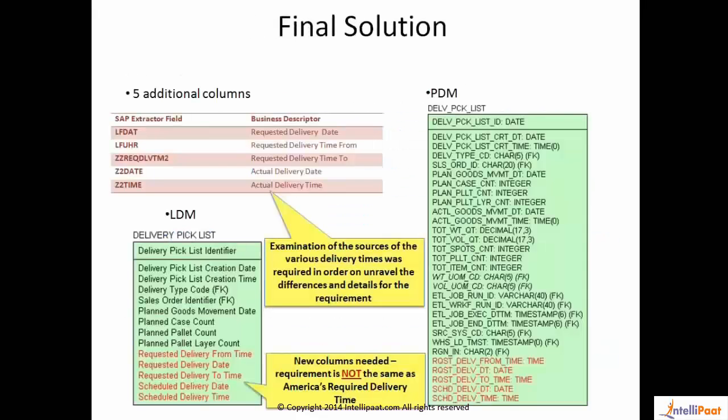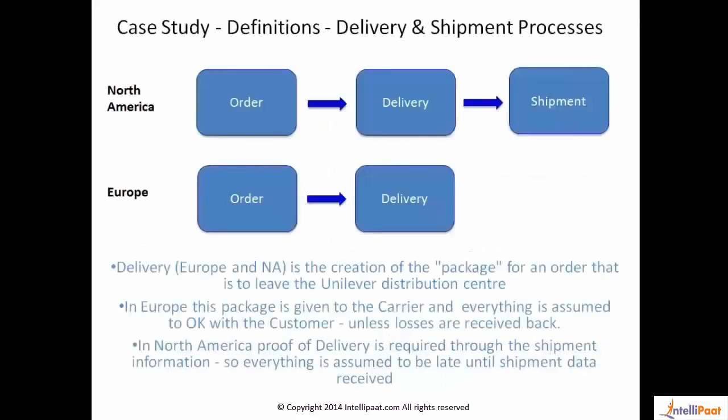You will only come to know this if you do a very thorough business requirement analysis. I just tried to show here that these were the 5 additional columns to be added. If you examine all the elements of the sources, various delivery times were required, and there were differences and details in the requirements. At a glance, you may feel that all these things are there for the existing requirement and everything will be met. But actually that's not the case. In that case, you will have to add all these 5 new columns.